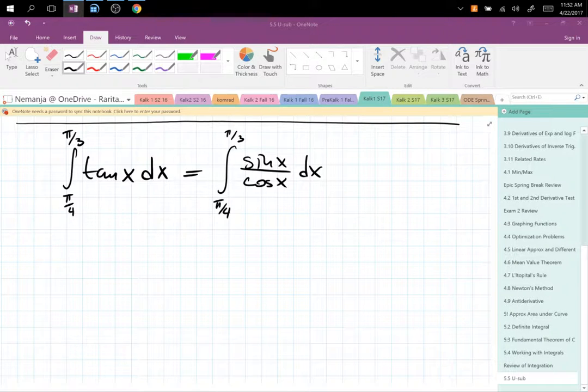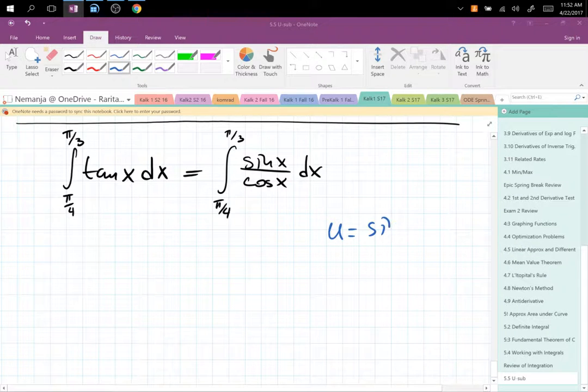So what's u in this case? Cosine x. You must use cosine x. Yes, because look what happens. Let's make a wrong choice and then erase it, to see what happens.